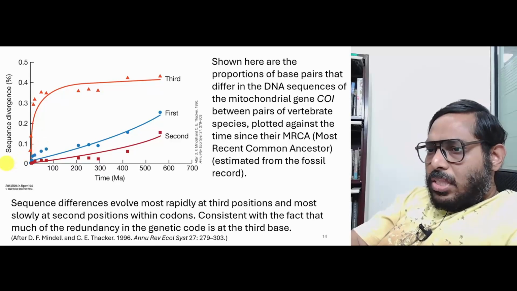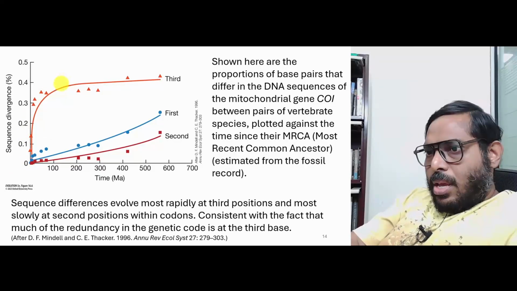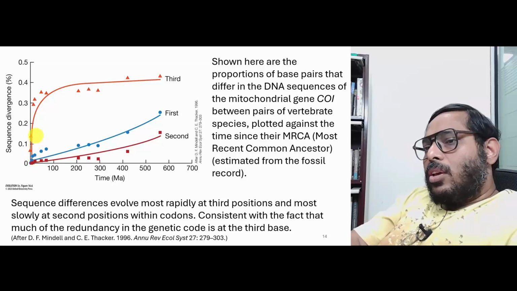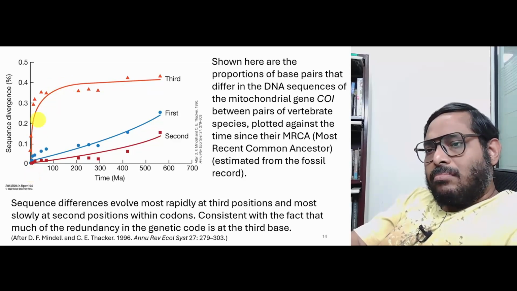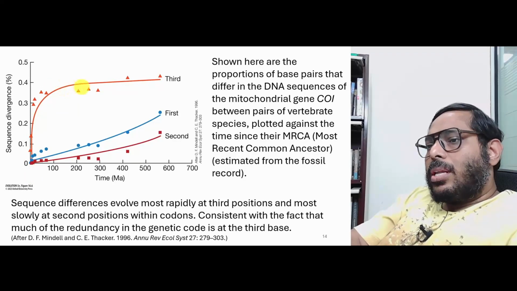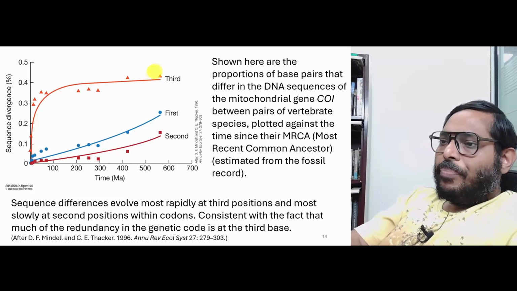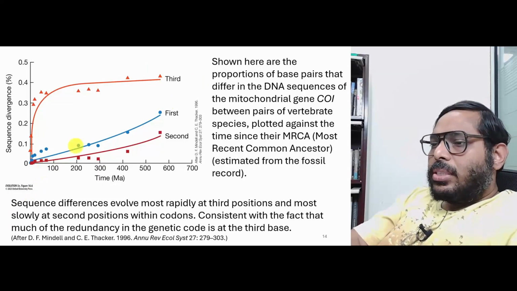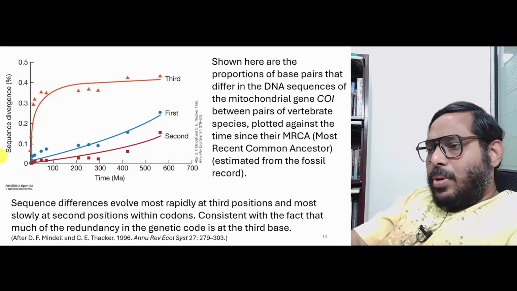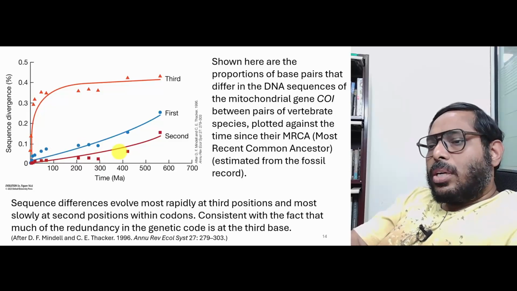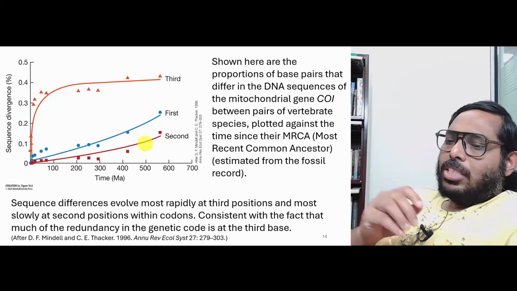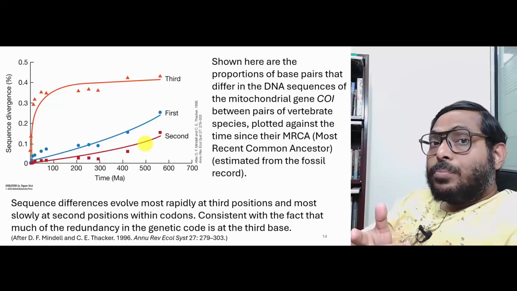And what you straight away see is that when it comes to the third base pair, mutations over there accumulate extremely fast, but after some point they more or less stabilize. Whereas, in terms of the first and the second base pairs, the mutations accumulate much slower, and particularly for the second base pair, it accumulates really slowly. Now, why is that so?